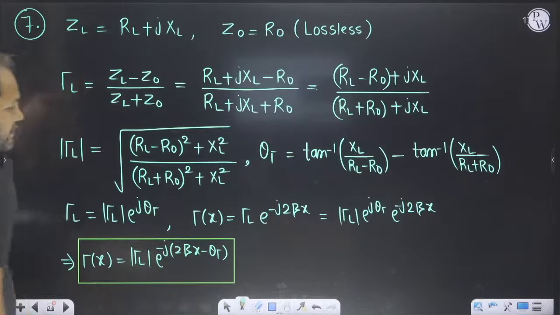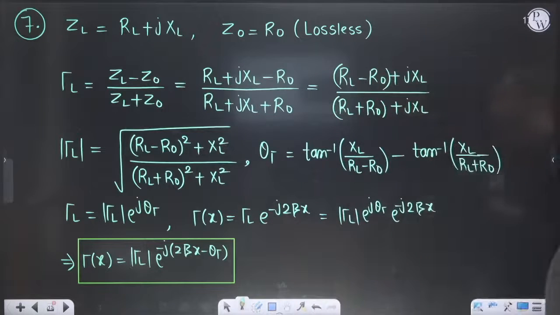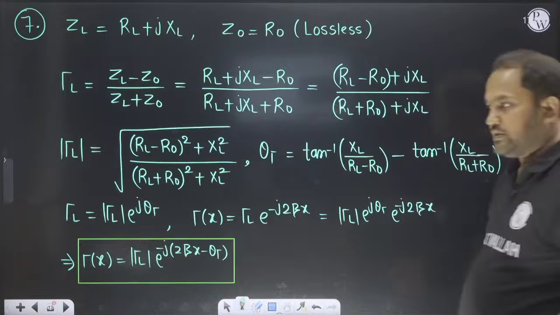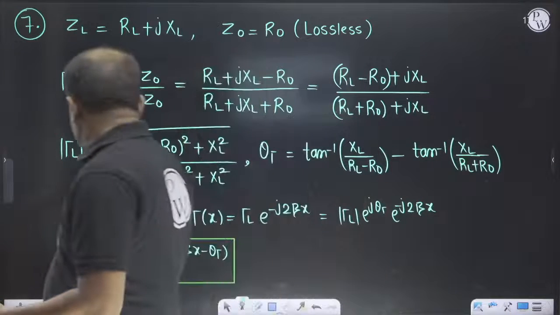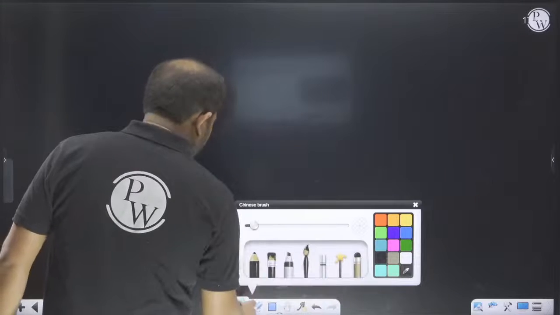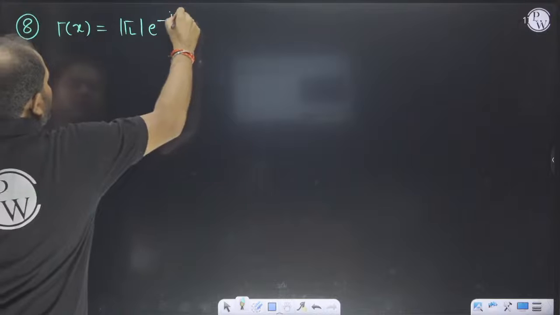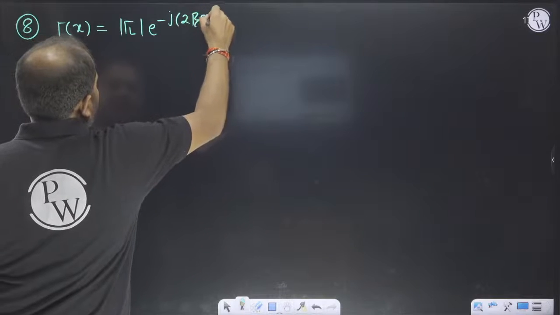Calculating the maxima point and minimum point, this is very important. So this is the formula for gamma x. From gamma x you can conclude one thing. I am going to tell you that conclusion, and then after that our reflection coefficient will be over. So in the magnitude of gamma x, gamma x will be equal to magnitude of gamma L e to the power minus j 2 beta x minus theta gamma.